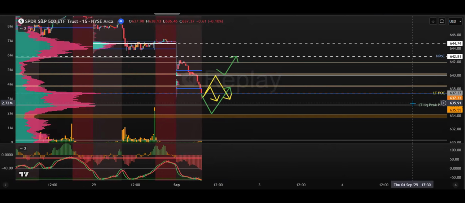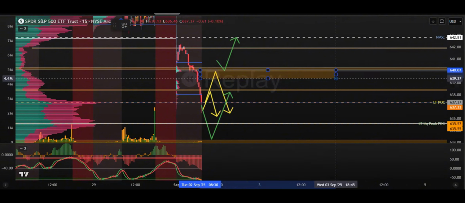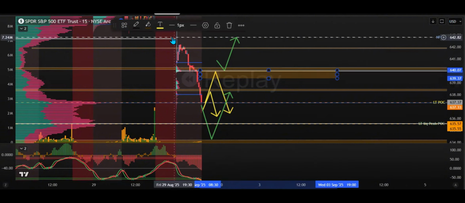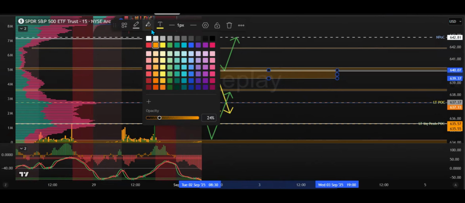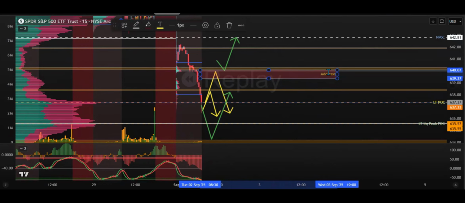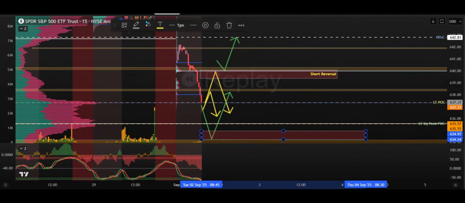And sometimes I do this as well: I will mark off the main low volume node, since this is going to be our main one here, to keep us within this peak. I'm going to mark this off with a red box, just to give me a range so I can say, okay, in this area, I'm going to look for short reversals. And in this area, I'm going to look for long reversals.